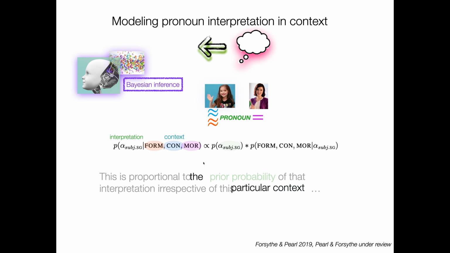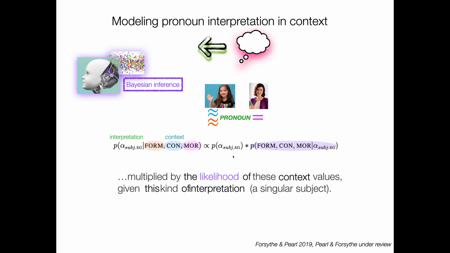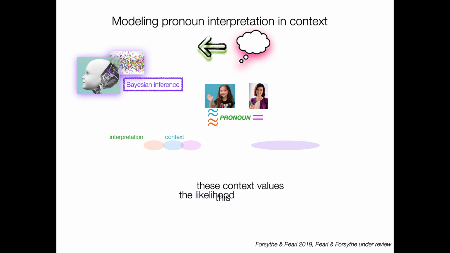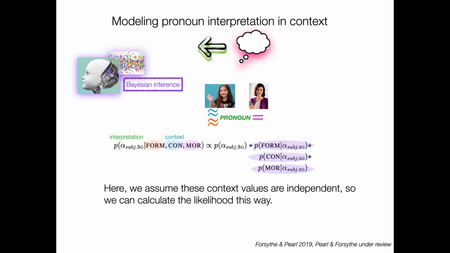And that calculation is going to be proportional to, first, the prior probability of that interpretation, that is the singular subject in this case, irrespective of the particular context, multiplied by the likelihood of these particular context values given this kind of interpretation, that is a singular subject. So we are assuming in this case that these context values are independent, so we can calculate the likelihood this way: the likelihood of the form given the interpretation, the connective value given the interpretation, the morphology given the interpretation, separating these out.